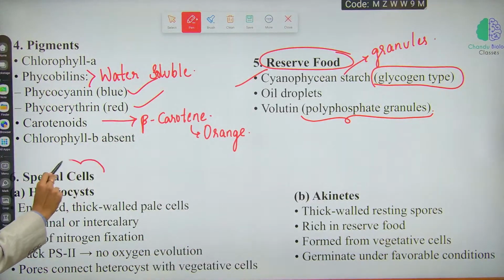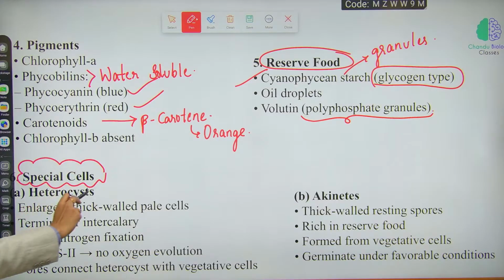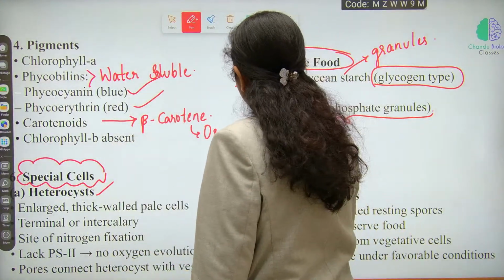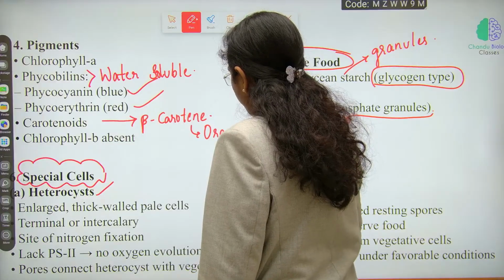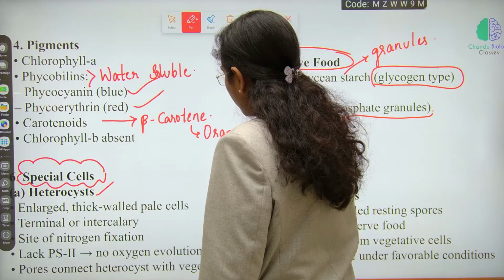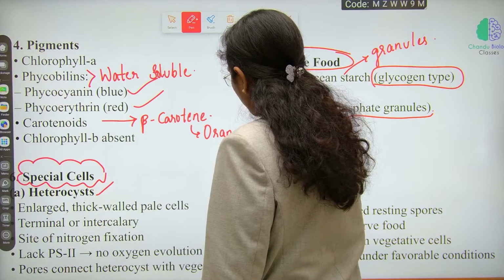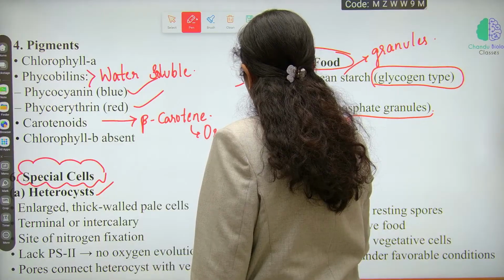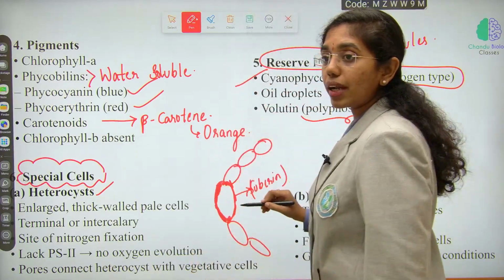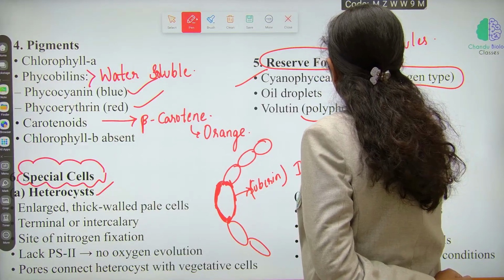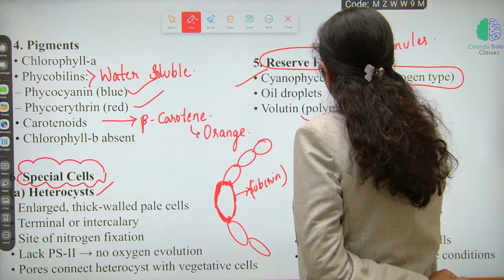Now we will look into the specialized structures. What are heterocysts? Heterocysts are enlarged vegetative cells with thick cell walls. If this is the filamentous form, a few enlarged vegetative cells are addressed as heterocysts. Heterocysts have a thick cell wall with suberin depositions, which is impervious to gaseous exchange.